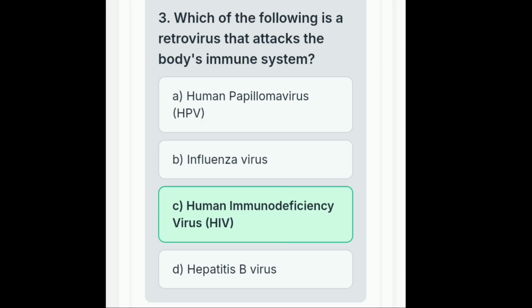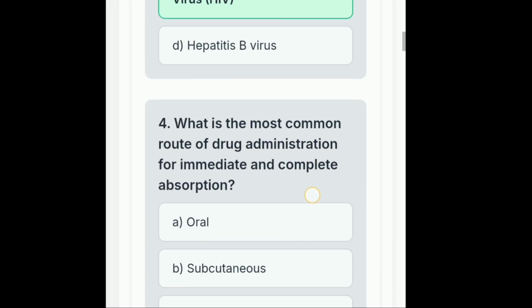Which of the following is a retrovirus that attacks the body's immune system? Option A, human papilloma virus. Option B, influenza virus. Option C, human immunodeficiency virus. Option D, hepatitis B virus. C is the correct answer.